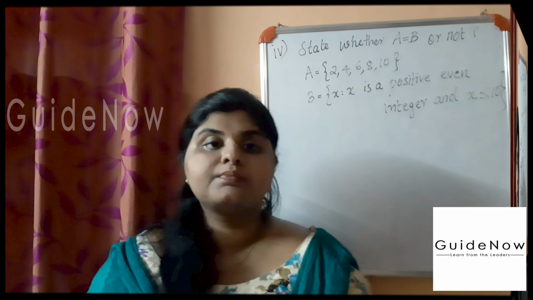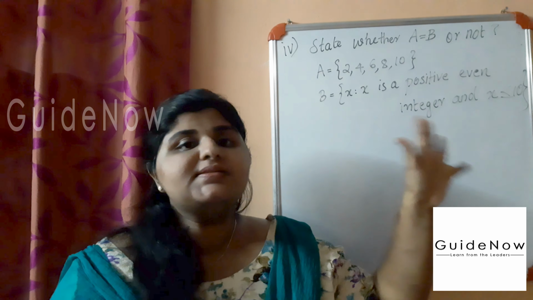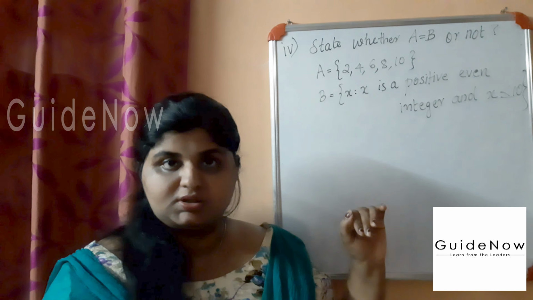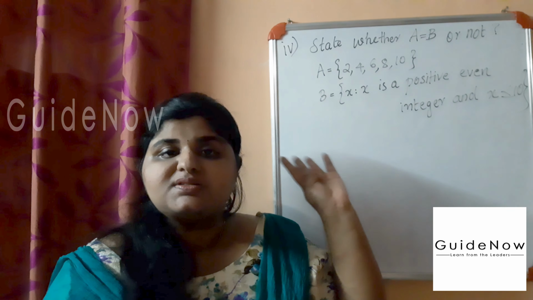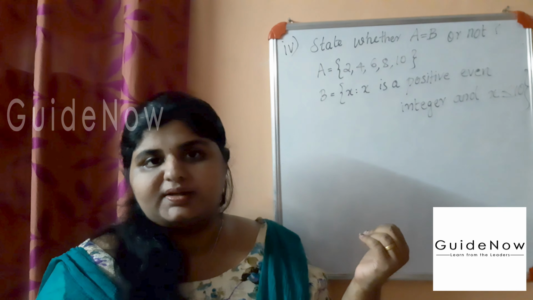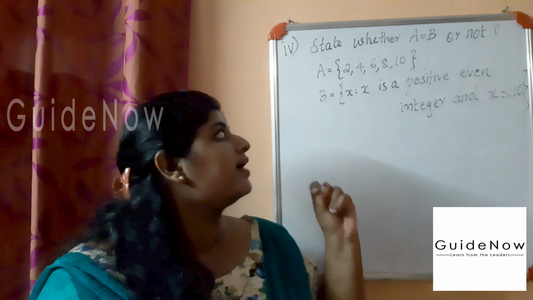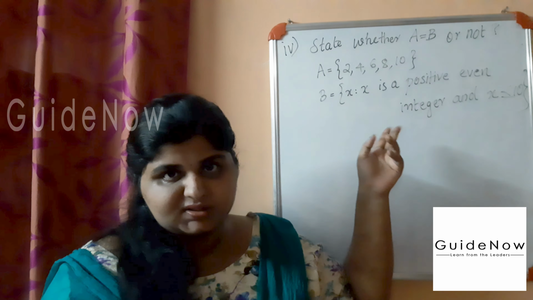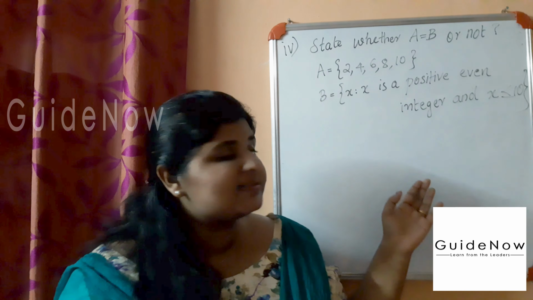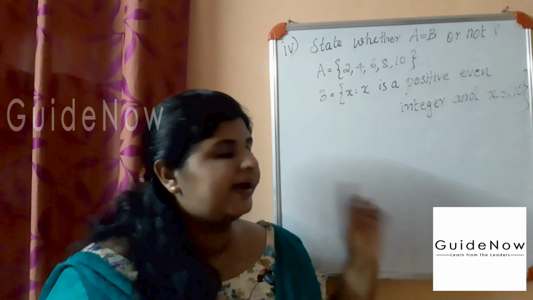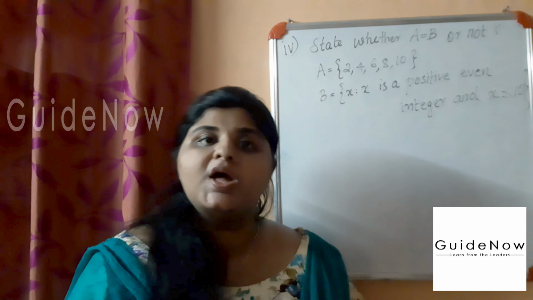Next question, the fourth question: state whether A is equal to B or not. Here A and B are given, and you have to write whether they are equal or not. You have to check whether these two sets are equal. Set A is given as 2, 4, 6, 8, 10. And set B is given as: X such that X is a positive even integer, and the condition is X less than or equal to 10.